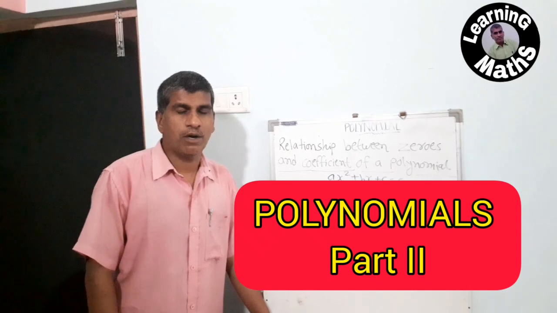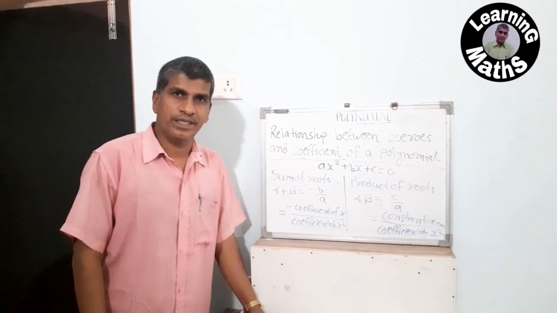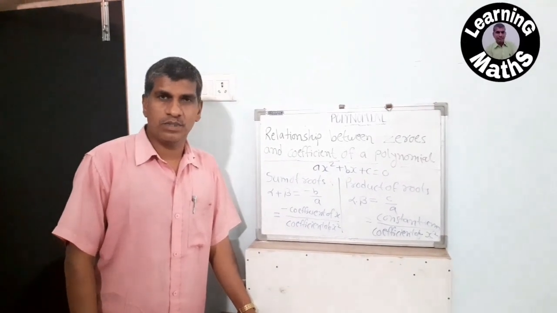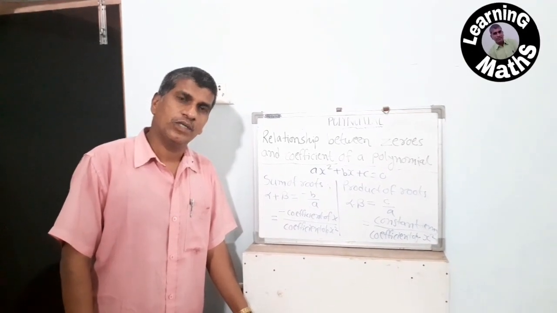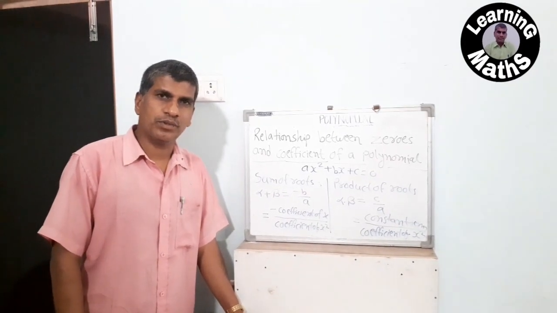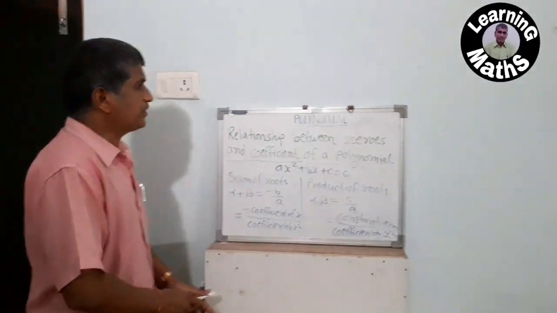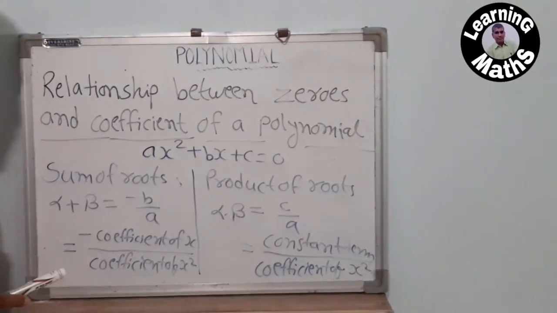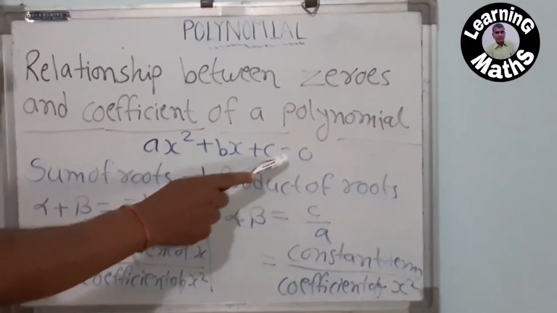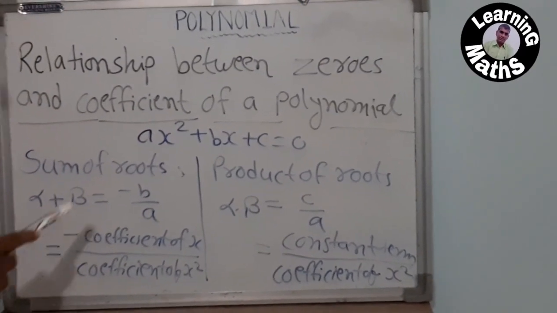To discuss zeros of a polynomial. In my previous video, you have already seen various types of polynomials: linear polynomials, quadratic polynomials, cubic polynomials and biquadratic polynomials. Today I am going to tell you zeros of a quadratic polynomial. The standard form of a quadratic polynomial is ax square plus bx plus c equal to 0. This is the standard form of a quadratic polynomial.